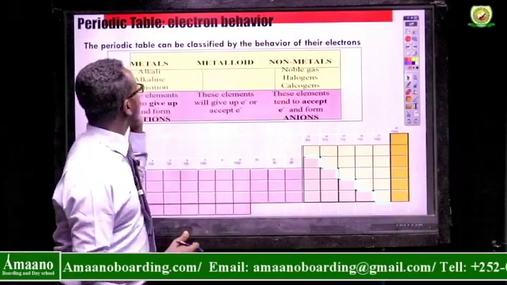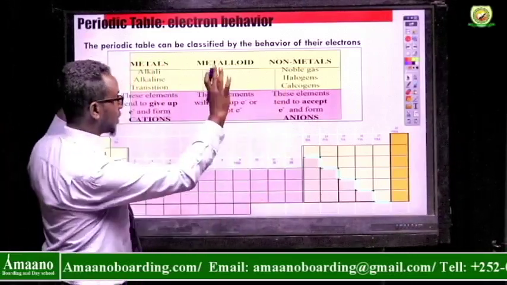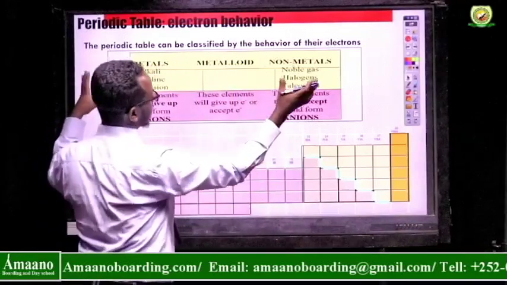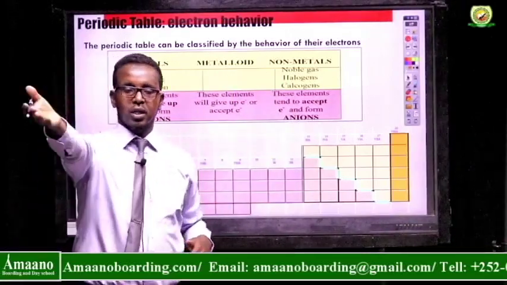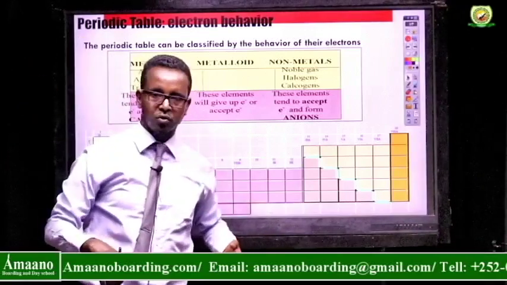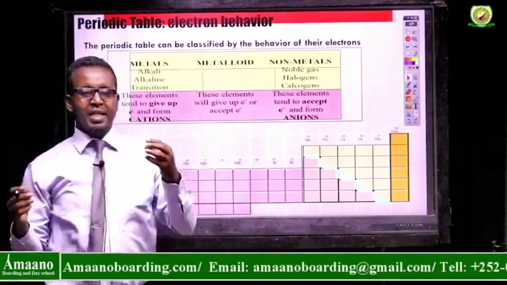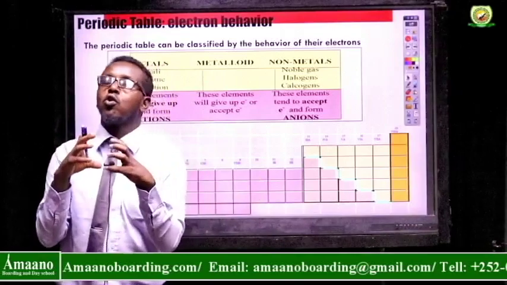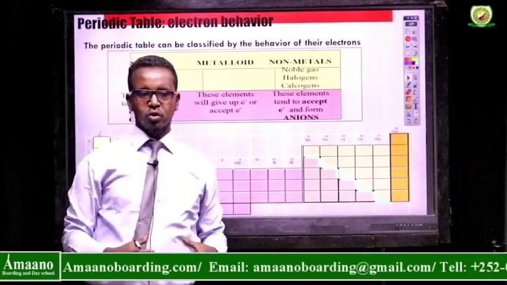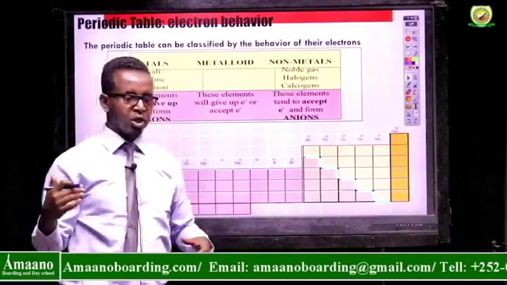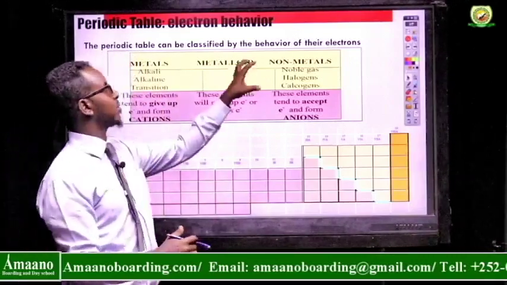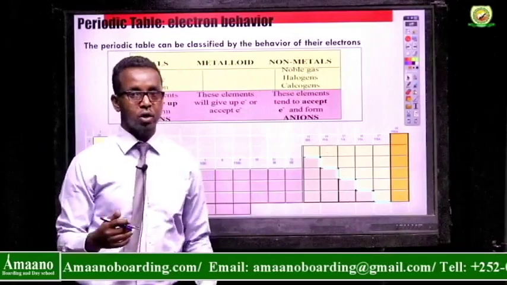Then these two groups, the metals and non-metals, combine together. You see, some of the elements lose electrons, others accept electrons. Then they form what we call ionic compounds. An ionic compound is a compound containing metal and non-metal atoms. So a metal from these groups and a non-metal from these groups can form ionic compounds.